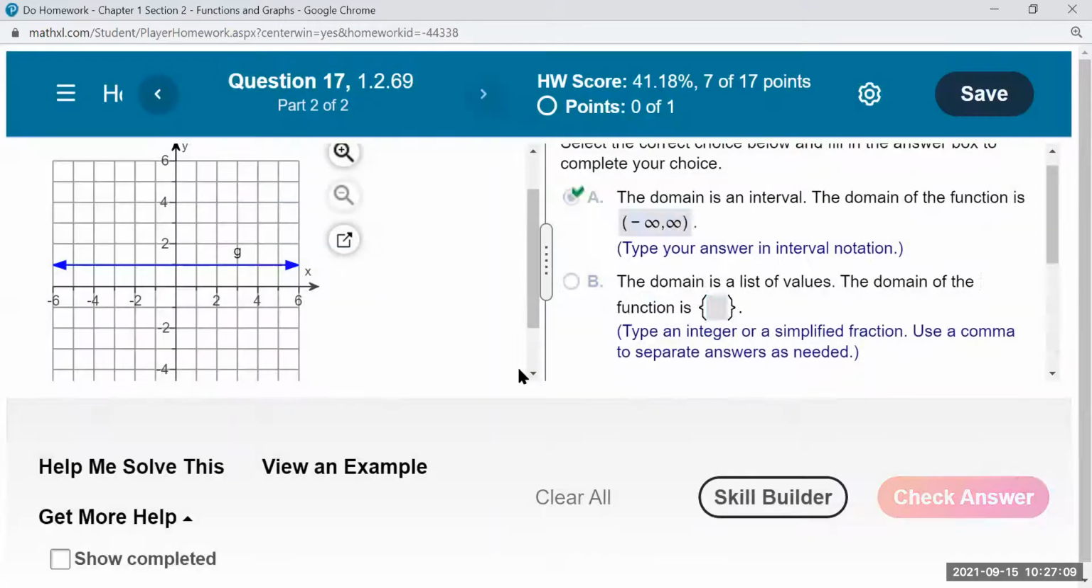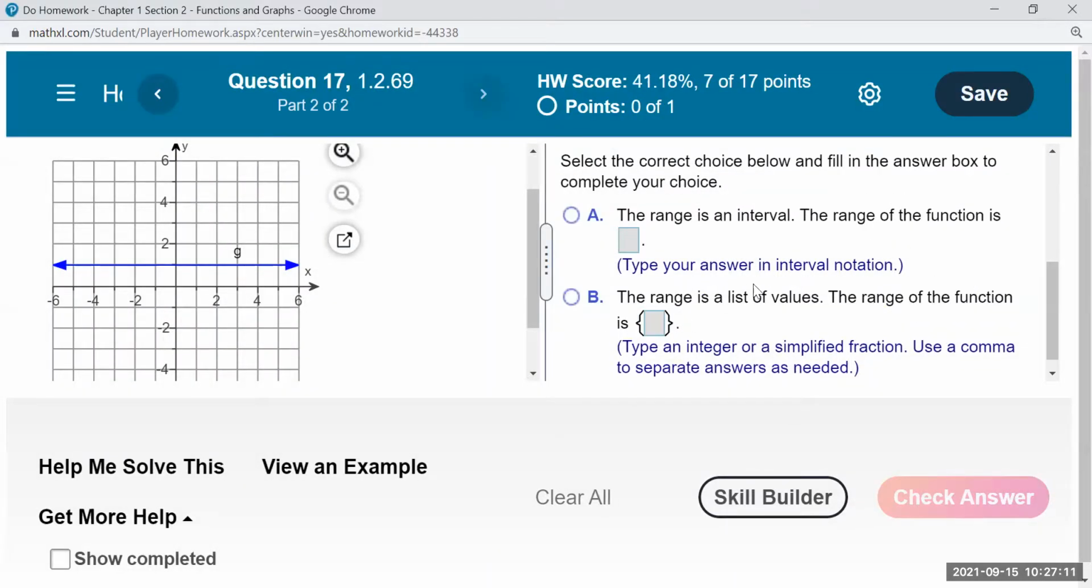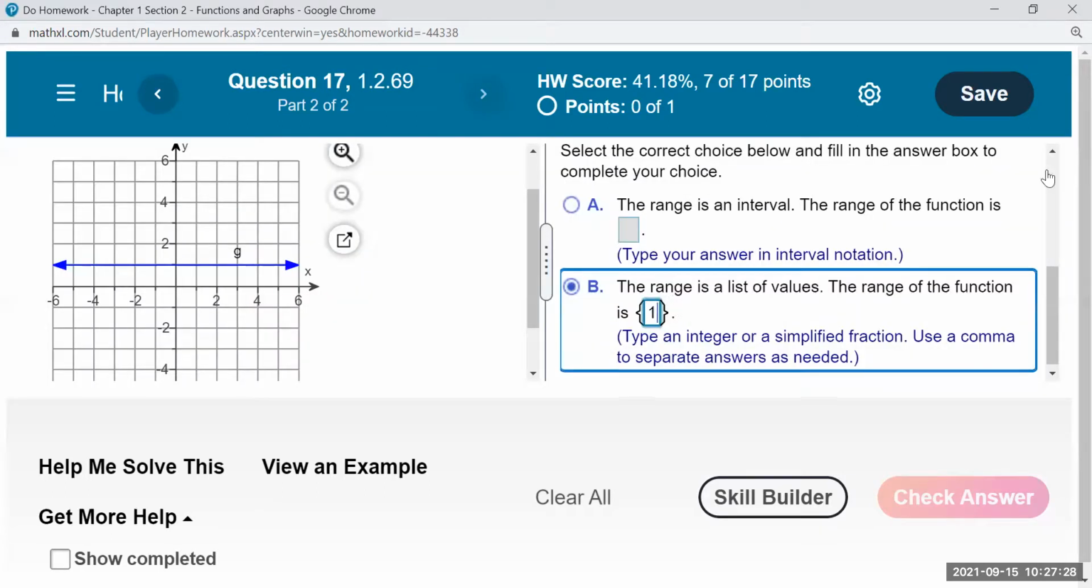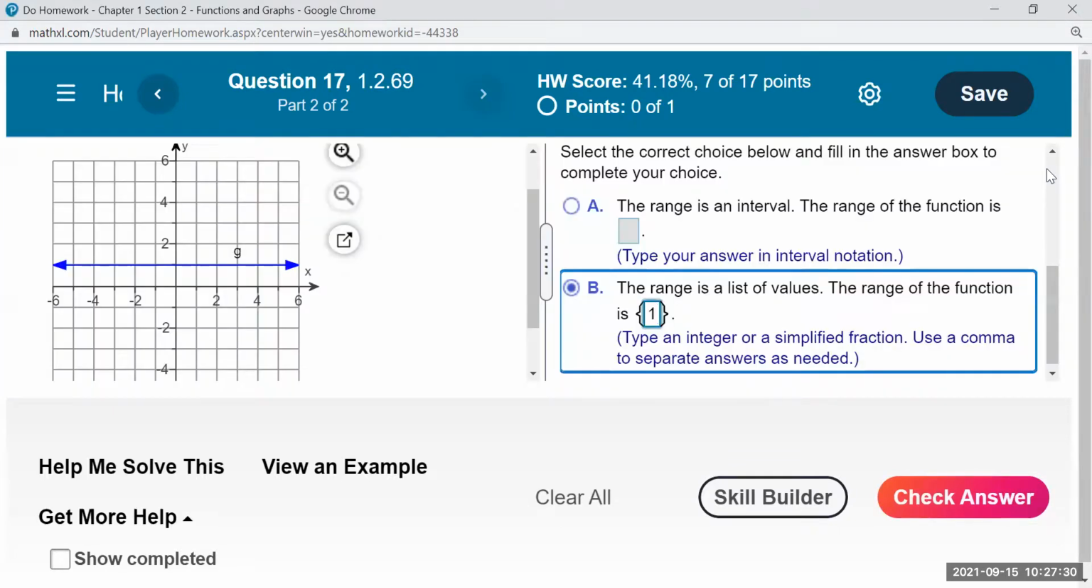What's the range? Is the range an interval or a value? It's a value because it only goes through one number. It doesn't go up and down. What's the number it goes through? It only goes through one. So it only goes through number one. That's the only place it goes to. That's the only y value we get.